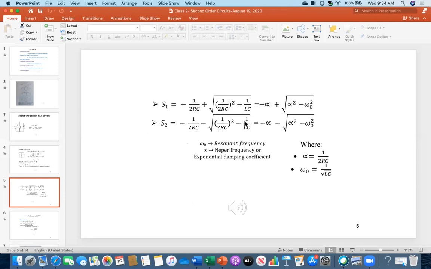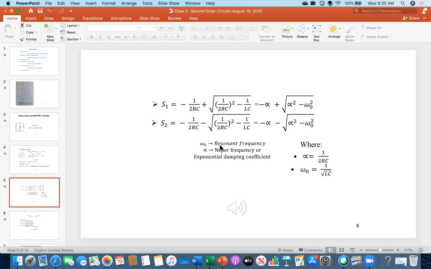After that, what we are doing, you see the first line, 1 over 2RC, I am replacing by symbol alpha. So where alpha is 1 over 2RC, that is the definition. And then inside the root, 1 over 2RC is alpha squared, but then 1 over LC, I have written omega naught squared. This means omega naught is 1 over root over LC. So the same thing for the expression S2.